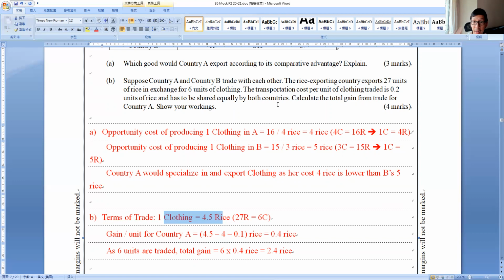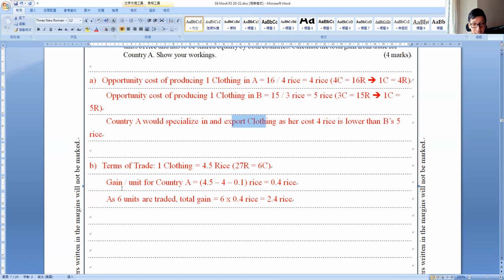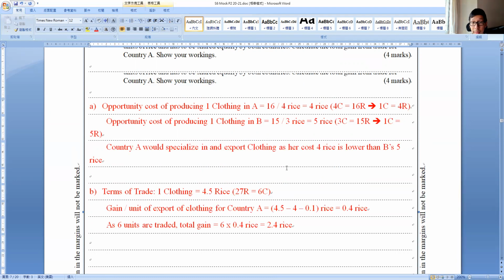Right? Each pays 0.1. OK, for country A. Now we know country A would export clothing, right? So let's see the gain for each unit. Listen carefully, it is each, not total. Each unit of export. Here, let me write clearly. Gain per unit of export of clothing for country A will be this.